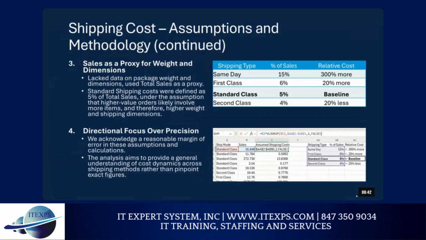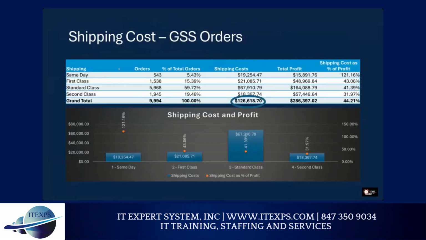So if we assign 5% of total sales as our standard class baseline, we can then overlay the 20% higher, lower, or the 3 times. And that's how we determine what our shipping costs were going to be. Again, these are assumptions. They're going to guide strategic thinking, and they're not defined metrics, but we'll be able to look for trends and opportunities to optimize.